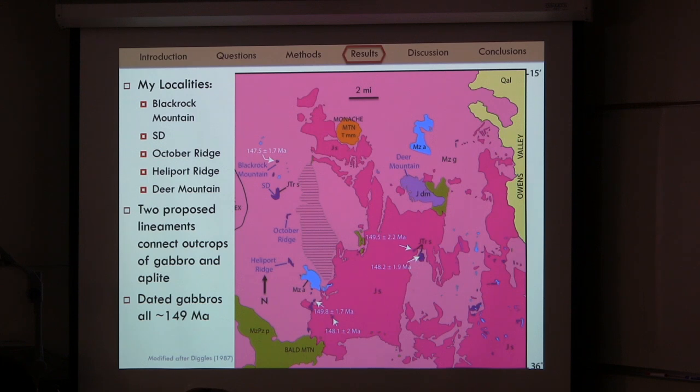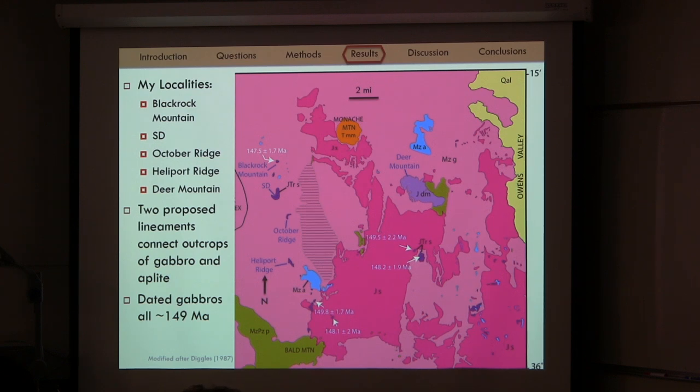All right, so here is my map. Essentially this is working off of the base map of Mike Diggles in 1987. That's when most of this mapping was done. What we have here is Owens Valley over here. Most of you have probably driven through there on 395 on the east side of the Sierras. And we have these little green units in here. These are the Paleozoic metasediments that the Sierra Nevada batholith intruded up into. There's still a few little bits of them left here and there.